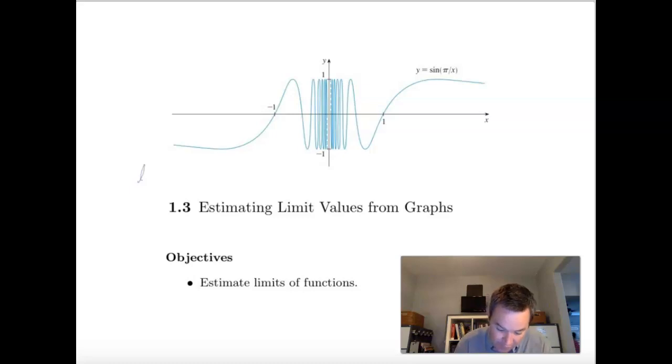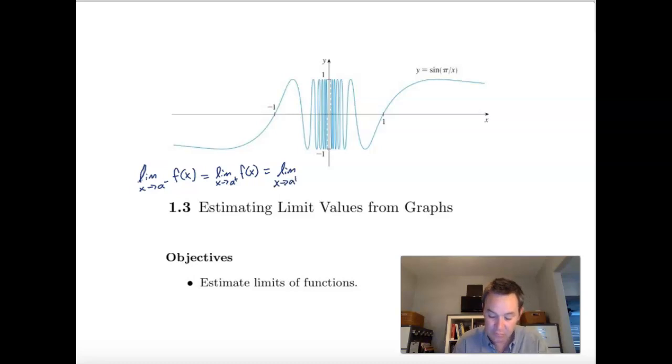oops, that's not the one I meant to choose. We need the limit as x approaches a from the left of the function to equal the limit as x approaches a from the right of the function. And then we say that the overall limit does exist, so whoops, no superscript on our notation there. And whatever it is, we can call it just L, right?